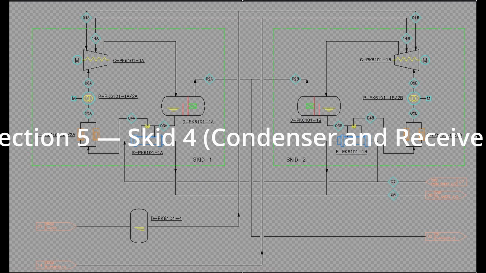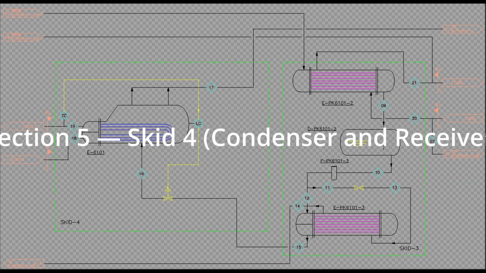If the separator performs poorly, liquid may enter this skid. This is extremely dangerous because liquid droplets can severely damage compressor blades. Therefore, compressors always include multiple protective layers, such as differential pressure monitoring, level controllers, and fast-acting shutdown valves.